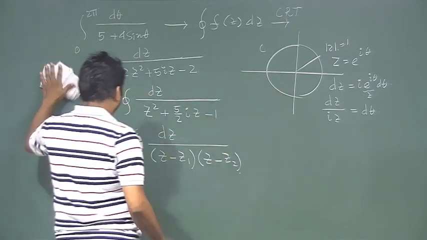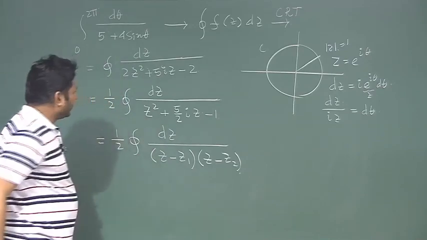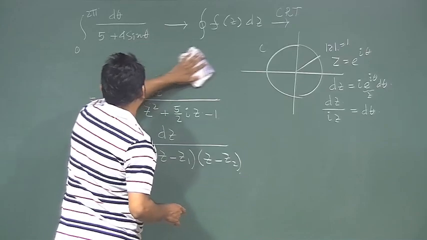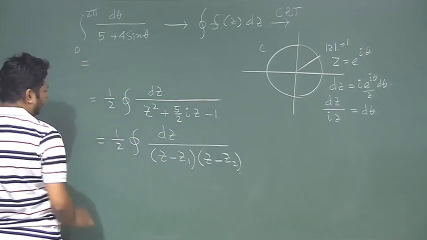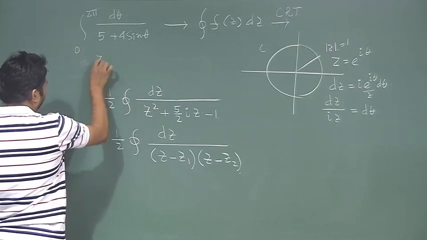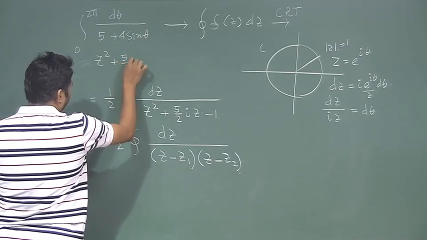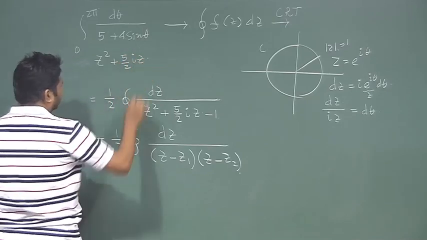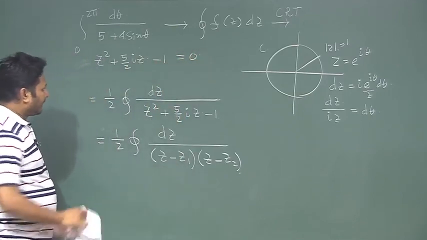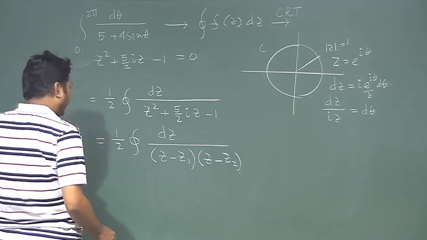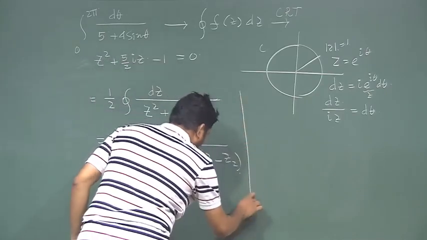But before that, I need to calculate this. In order to find out the singularity, let me erase this one. In order to find the singularity, I need to evaluate this quantity. So, z square plus 5 by 2 I z minus 1 is equal to 0. That means my z, so let me calculate it here.